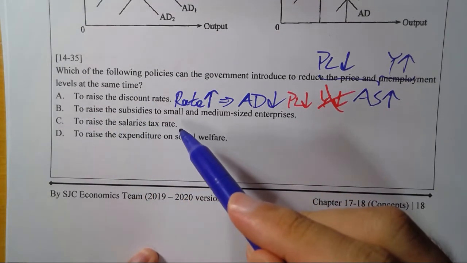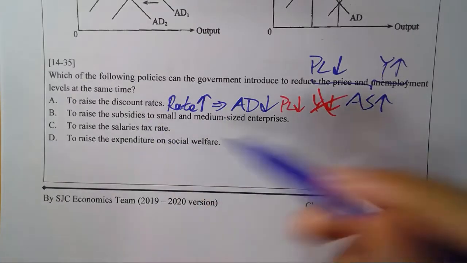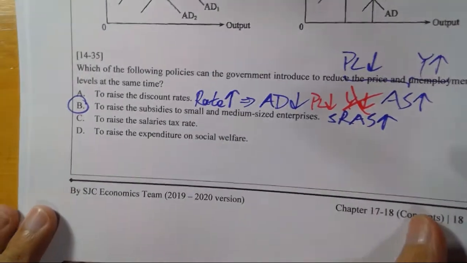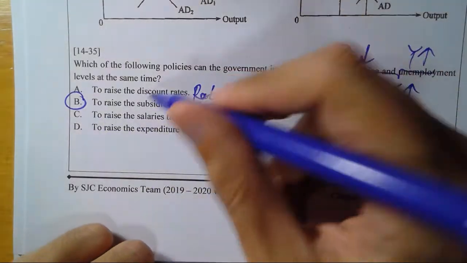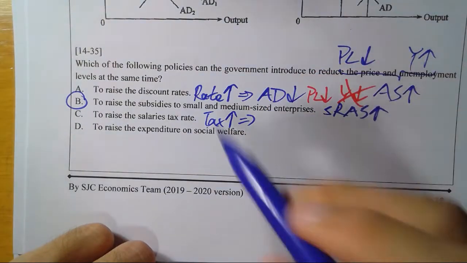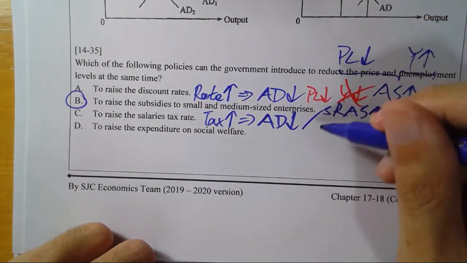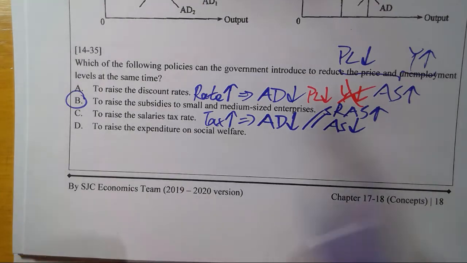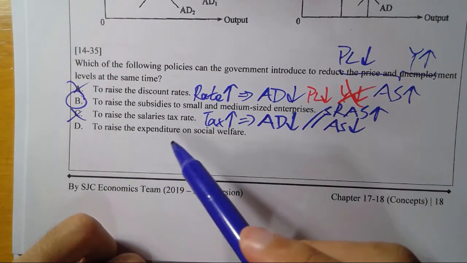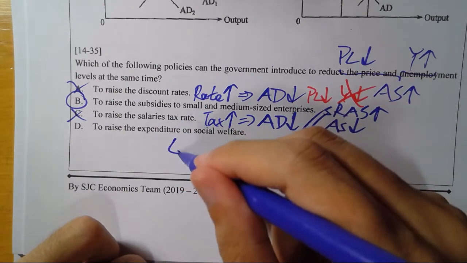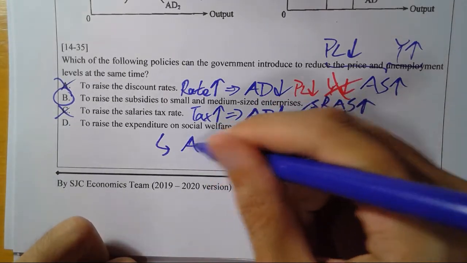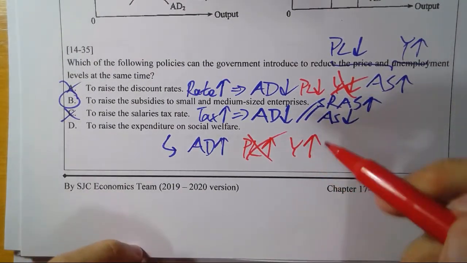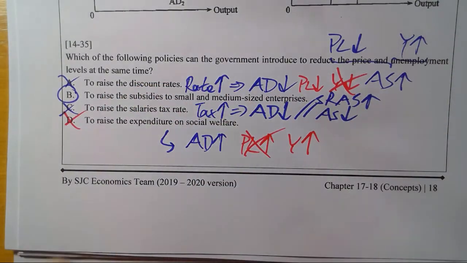B, subsidize SME, right? Now, when you have subsidy, it means SRAS goes up. So yes, B 唔使諗啦，呢個 B 啦。Now C, salary tax rate. When tax goes up, what does that mean? It means AD goes down, and also AS go down. Both are not what we want, right? So not this answer again. Now, what about D? To raise the expenditure on social welfare, right? Now, when we increase social welfare, AD would go up. Now, when AD go up, price level would go up. So this is wrong. Y go up. Yes, this is true, but we do not want this. So D is also not the answer.